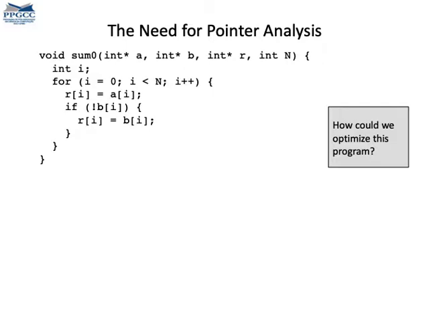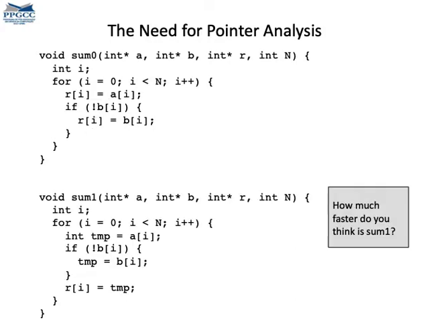What about avoiding the double store into R[I]? There is one store here and another store here. Could you avoid this double store? This last optimization, avoiding the double store in R[I], is not hard. We could transform the program to look like this code in the bottom of the figure. But is it safe to do this optimization?